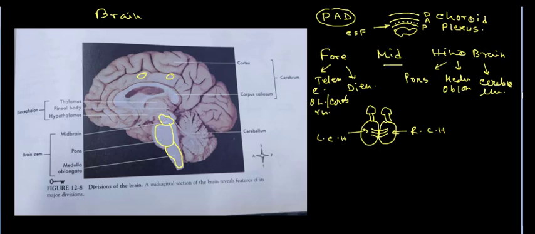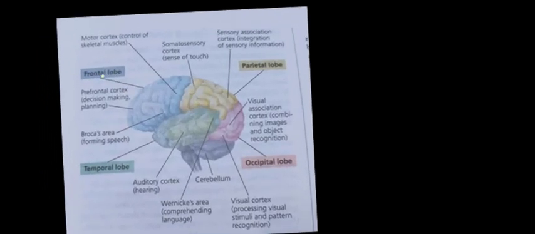And the cerebrum has different regions. Here you can see the different regions of the cerebrum: the frontal lobe, the parietal lobe, the occipital lobe and the temporal lobe, and each region has a specific function. Okay, the frontal lobe performs decision making and planning, and also controls the skeletal muscles, right?